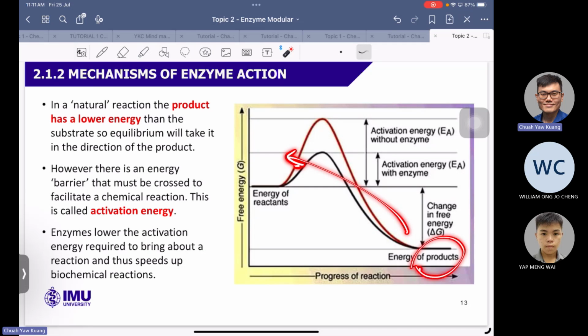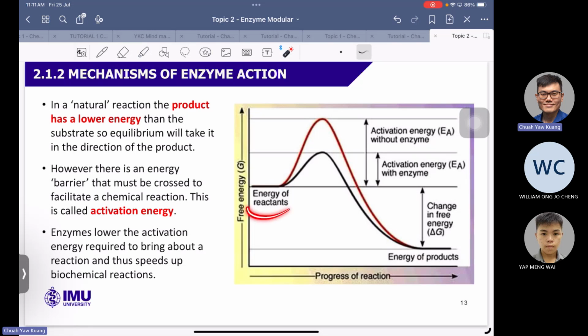Then this one is no longer called product, it's called reactant already, and this one becomes the product. So that's why it's impossible in nature for the product to have higher energy than the reactant, because then it would go in the different direction. In chemistry it's different, because you add energy to that, so anything can happen.